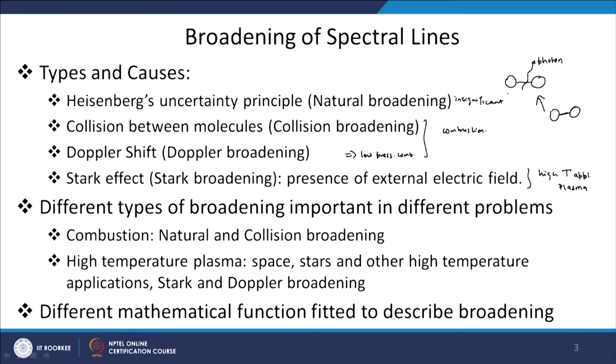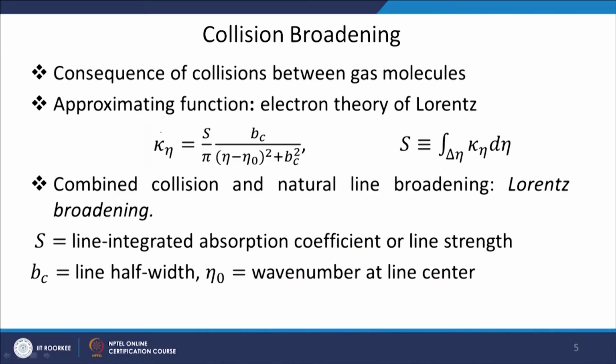There are different mathematical functions used to represent it. So, natural broadening, as I explained, is based on the principle of Heisenberg uncertainty. It is generally not important, so we will not discuss this in detail. So, the first thing we will discuss is collision broadening. As I explained, if the molecule which is part of a gas mixture is collided with another molecule, the wavelength of transition, the emission or absorption, is shifted or spread out.